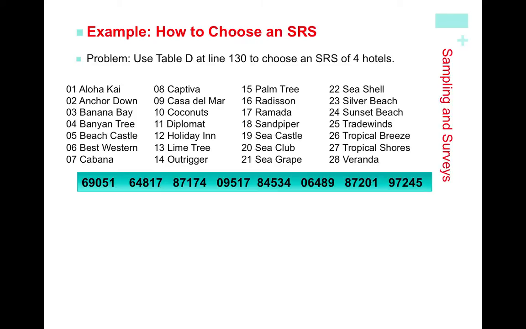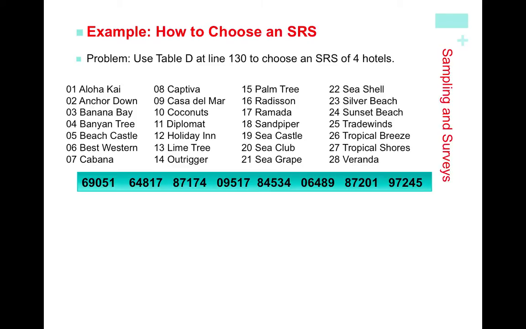So the school newspaper is planning an article on family-friendly places to stay over spring break at a nearby beach town. The editors intend to call 4 randomly chosen hotels to ask about their amenities for families with children. They have alphabetized a list of all 28 hotels in the town. So we're going to use Table D at a certain line, 130, to choose our SRS of 4 hotels for the editors to call. Okay, so here's that long list of 28.